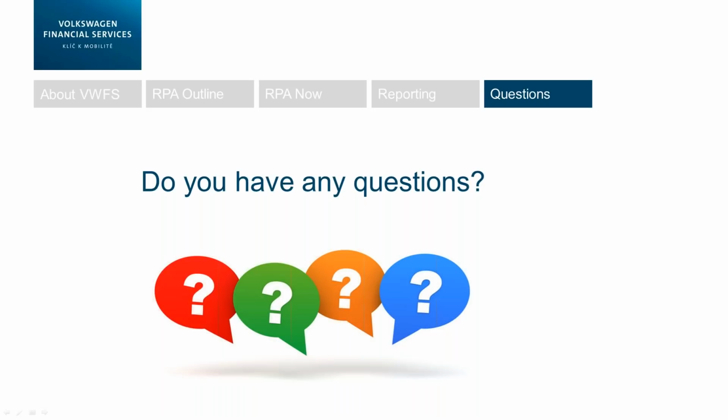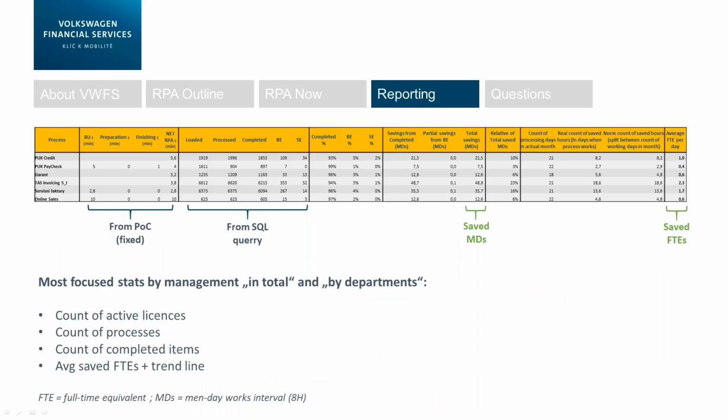All right, so I see here a question. How do you present saved FTEs? Do you count 8 saved hours a day by robot as an equivalent of 1 FTE? No, maybe I switch back to this screen. As I said, we calculate statistic saved man days as 8 hours, as was said.